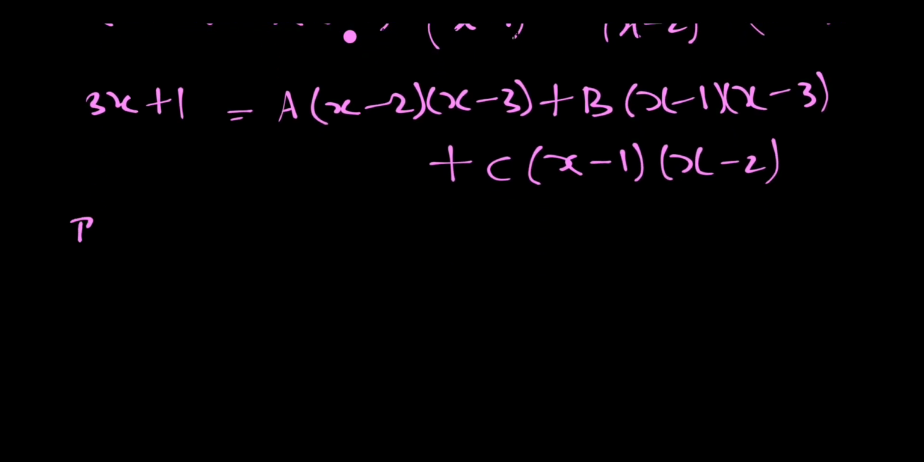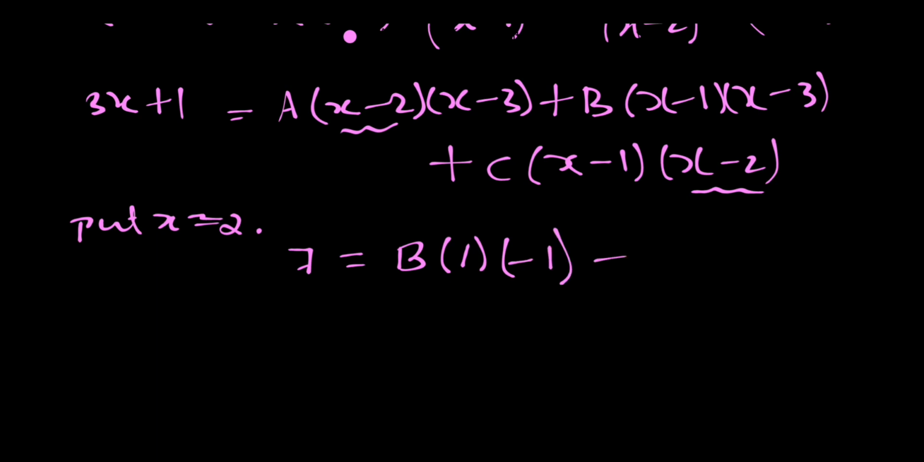Put x is equal to 2. If you substitute x is equal to 2, on the left side you will get 7, and on the right side, the first value is 0 and the last value is also 0. Next, you will get B into (2-1), so B is equal to 7 we got.